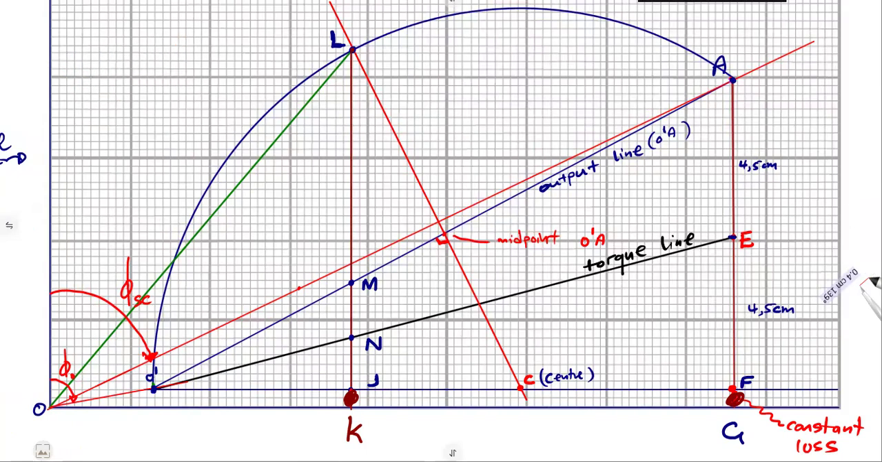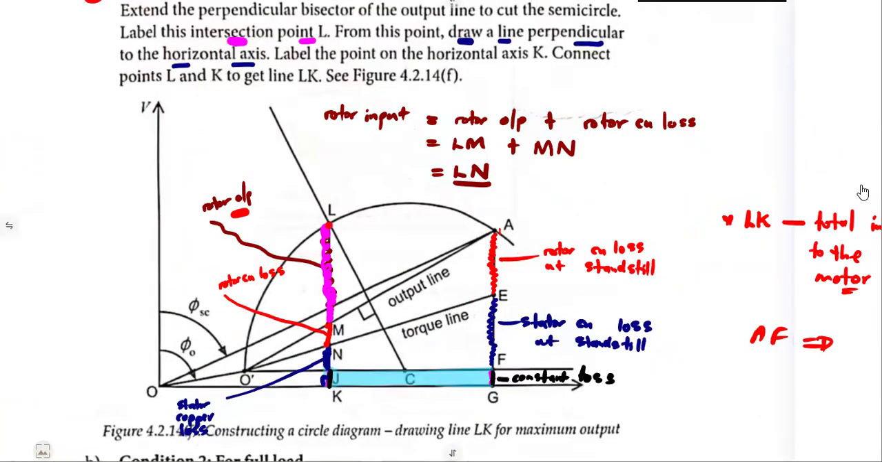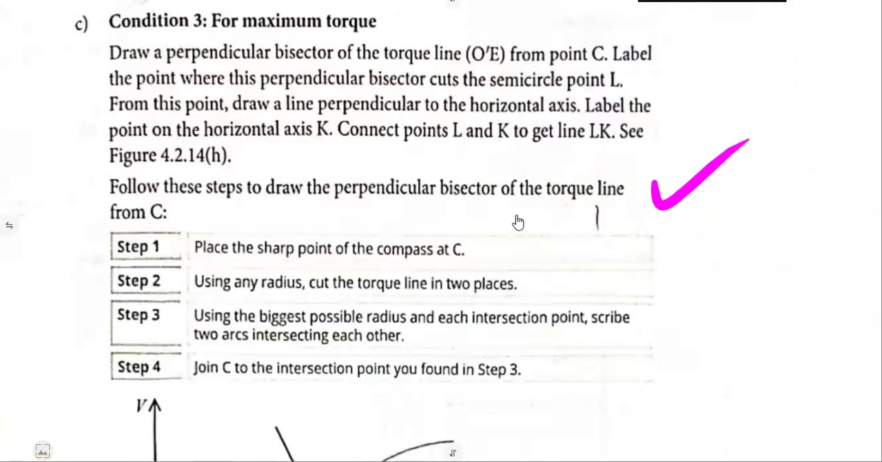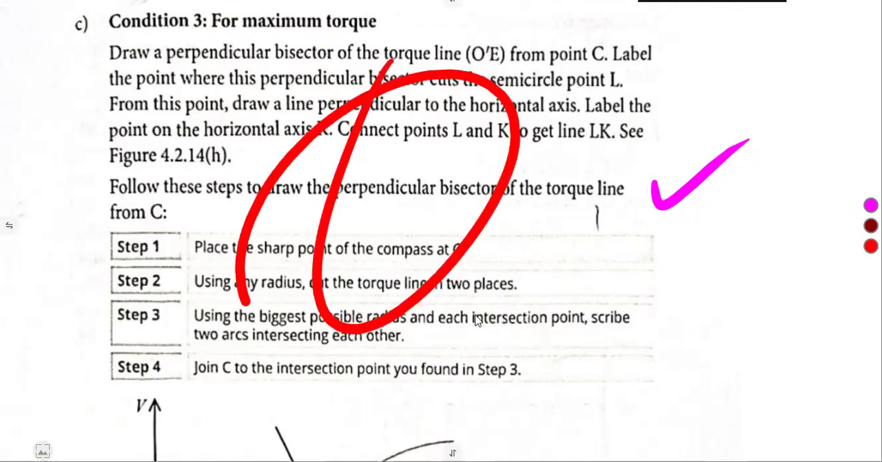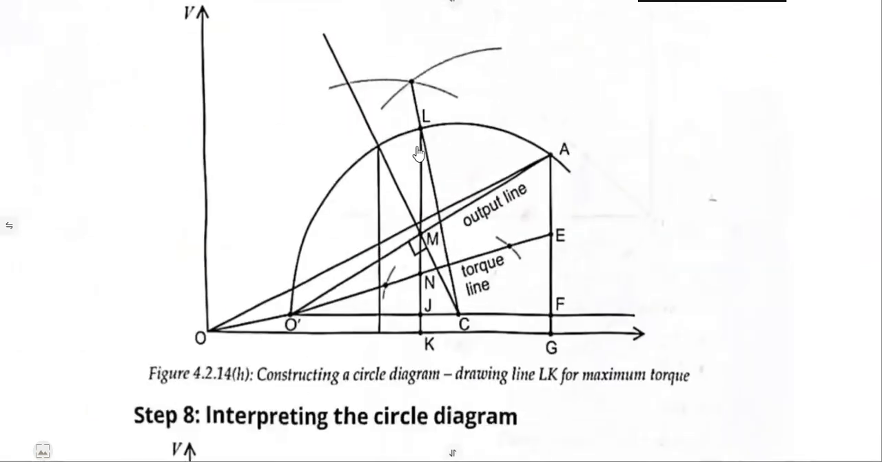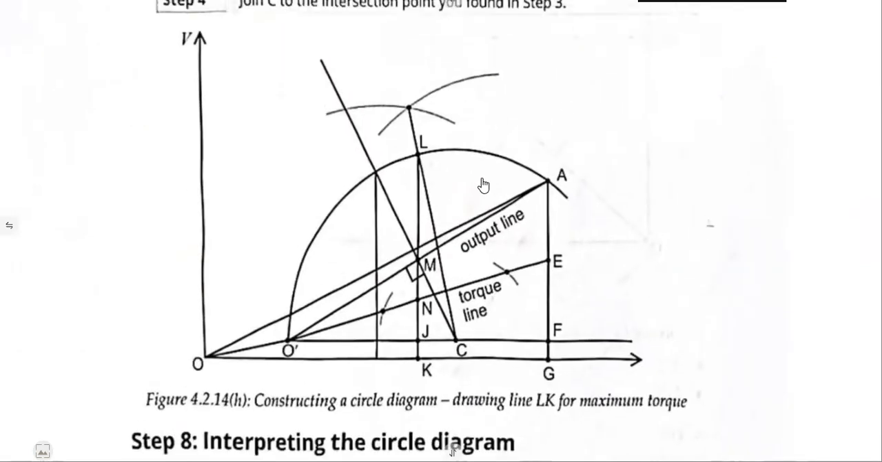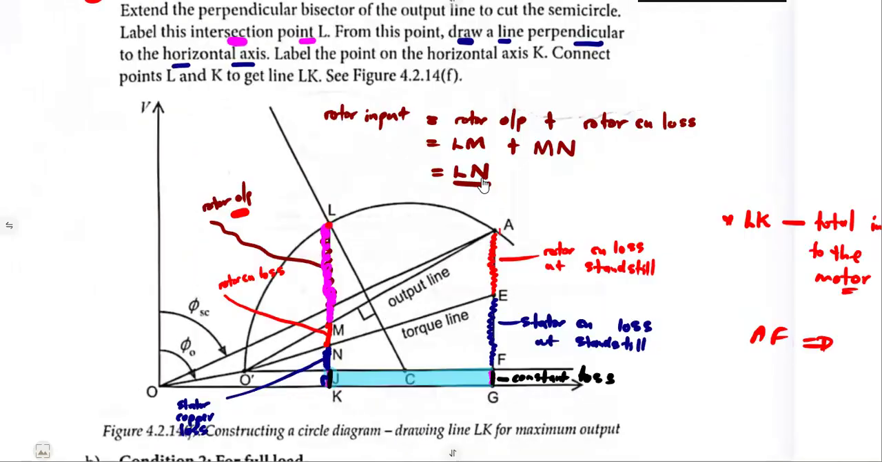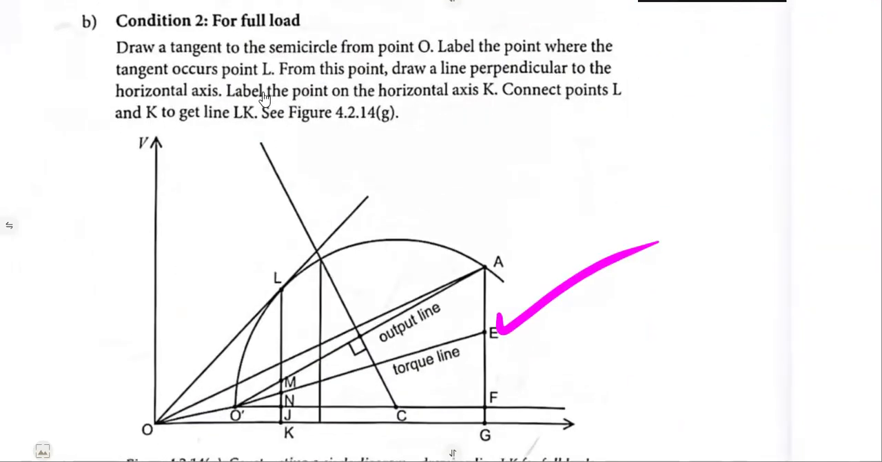So let's revise as many questions as we can. But as we are doing the revisions, I want you guys to work out this part as an individual. Also try to do questions where they talk about the maximum torque. Go through these steps that you are given, and your diagram will be like this at the end. And also for that last condition, for full load, follow these steps and you're going to have your diagram like this at the end.